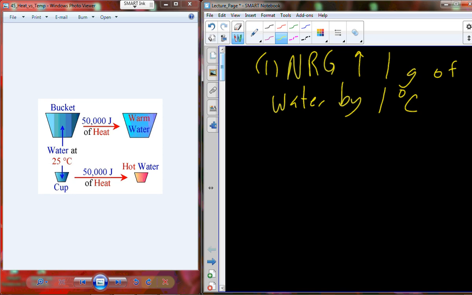This is not the same calorie as you would see on the back of a package of food where it says calories. That particular calorie is 1,000 times more than this calorie here. 1,000 times more, a kilocalorie.